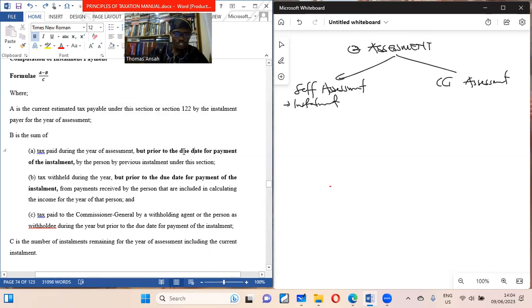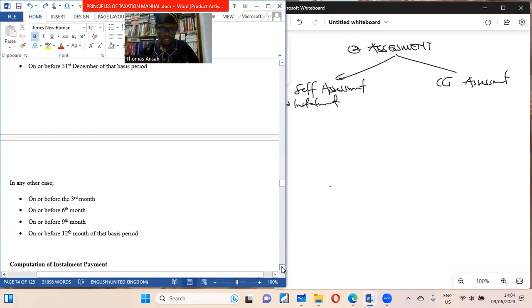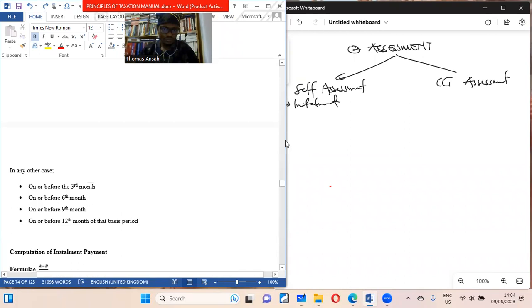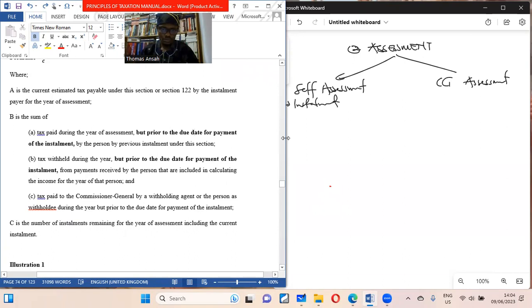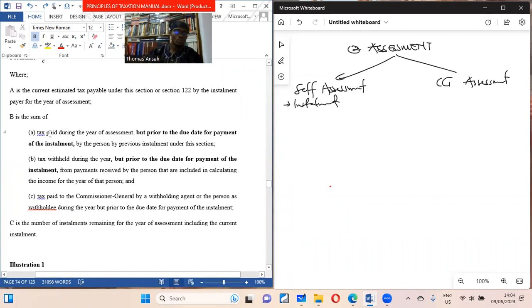And you need to be careful of this. So let's analyze this. The tax paid during the year of assessment, but prior to the due date for the payment of the installment, by the person by previous installment under this section. Any tax that you have paid prior to the due date of that installment. The due dates of the installments are March, June, September, and December, or the 3rd month, 6th month, 9th month, and 12th month. So any tax that you paid prior to the next one, you need to factor it in there.